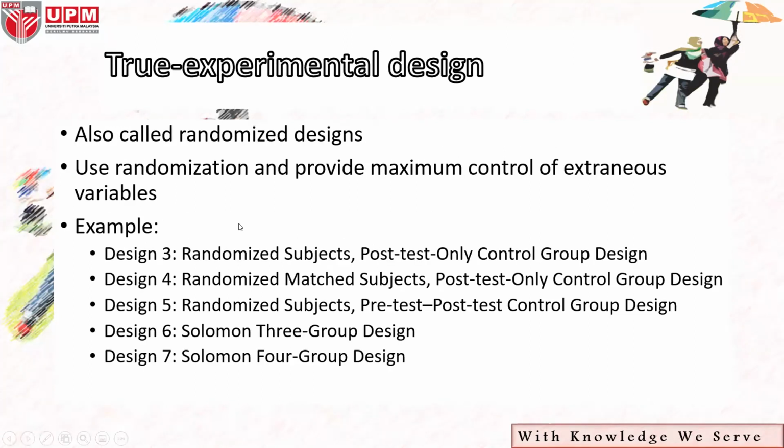Next one, true experimental design. So ini adalah design experimental yang betul-betul. Betul-betul experimental. So it is also called randomized design, in which it uses randomization and provides maximum control of extraneous variables. So when we assign the group, for example, if we want to compare the effectiveness of the ERS5900, I randomly assign two groups. Saya random, saya buat randomization.